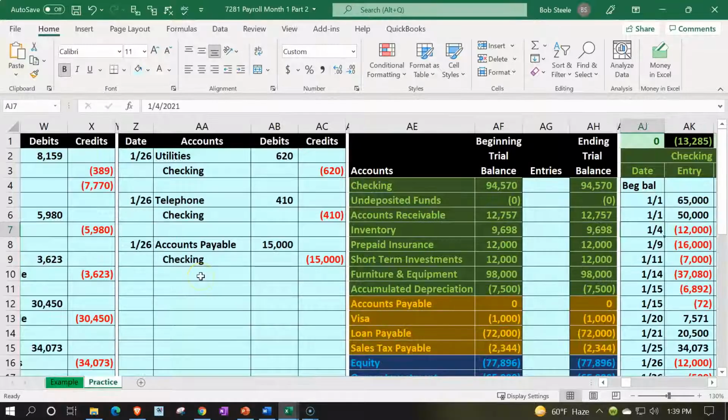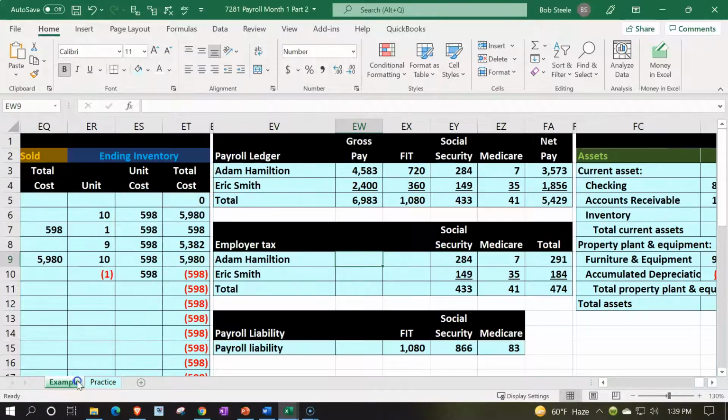Here we are in our Excel worksheet. In prior presentations, we put together the worksheet from a blank sheet, now entering transactions into it. If you have access to it, there are 2 tabs down below, the example tab and the practice tab. The practice tab starts out where we left off last time, and the example tab is in essence an answer key. Let's take a look at it now.